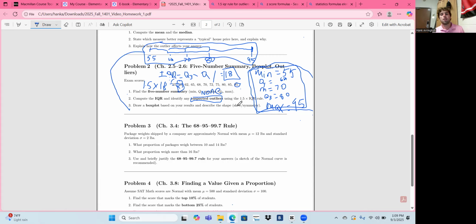And based on your results, describe the shape, skew, or the symmetry of it. So from this, we see that our outlier is to the right and most of our data points are to the left. Whenever we see that, we know that the data is skewed to the right because the outlier is to the right. So wherever the biggest outlier is, that's which way the graph is skewed. For this one, it's not a huge symmetry difference, but it is slightly skewed to the right. Okay, so skew to the right.